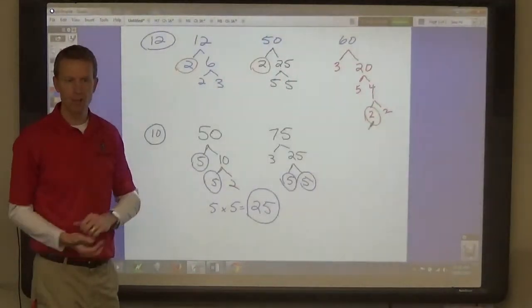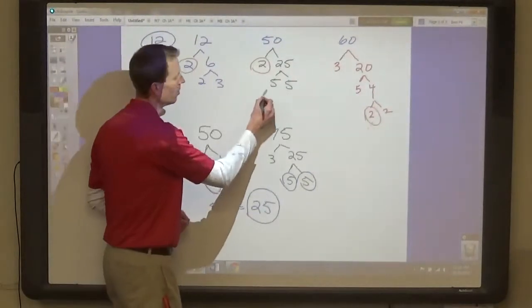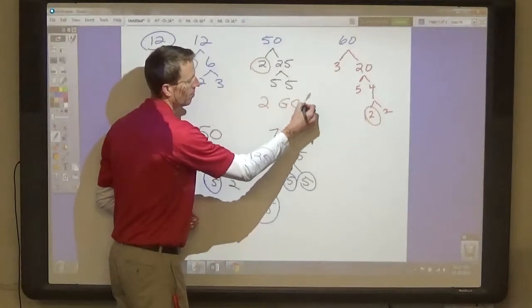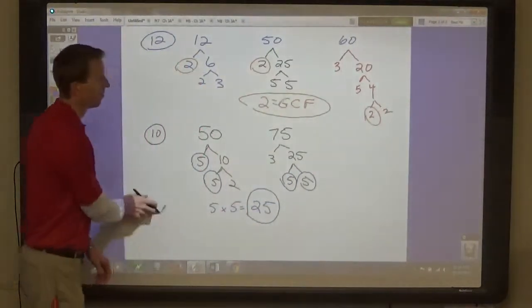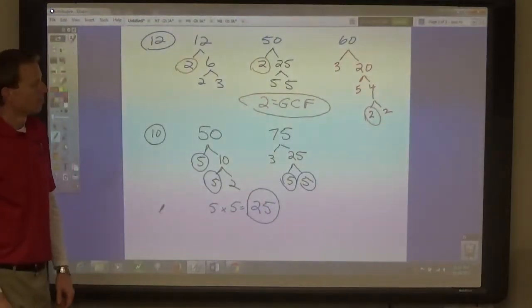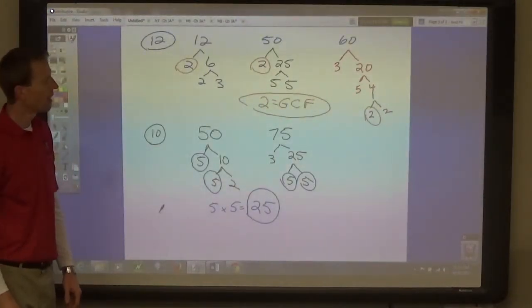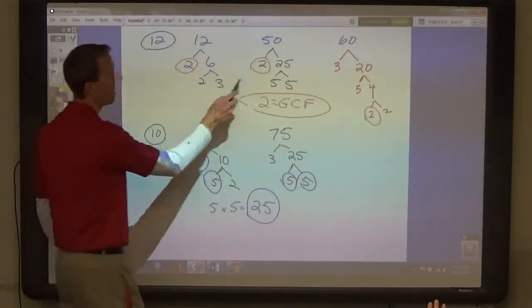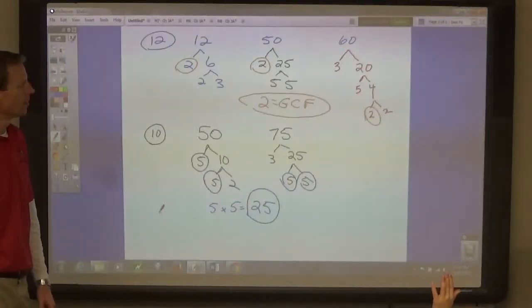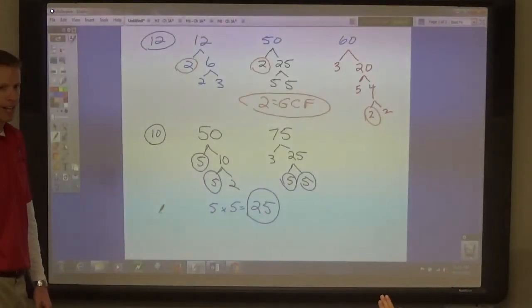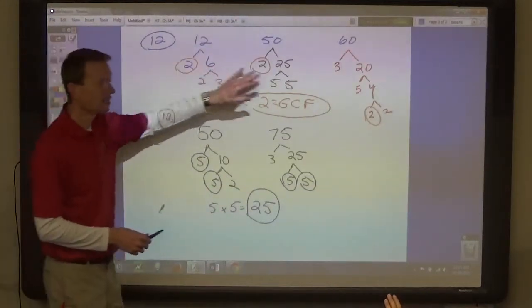So what is the greatest common factor? 2. 2 is the greatest common factor. There are no other common factors. There's a 3 in both of these, but not in the 50. So that's all we have. You see how simple this is?